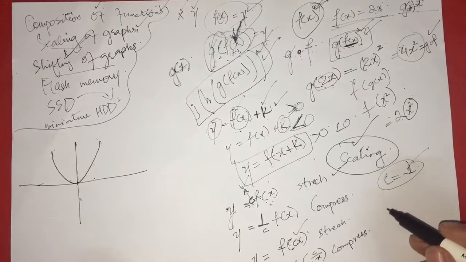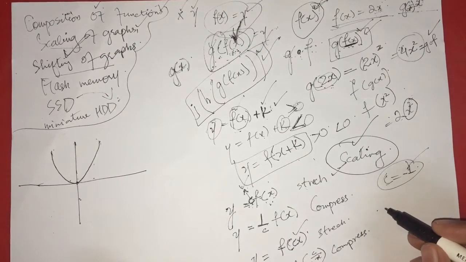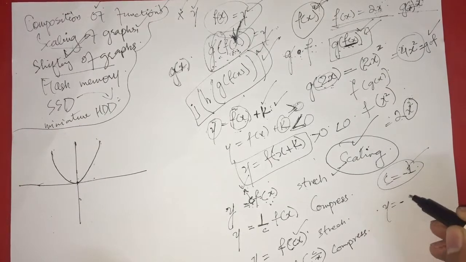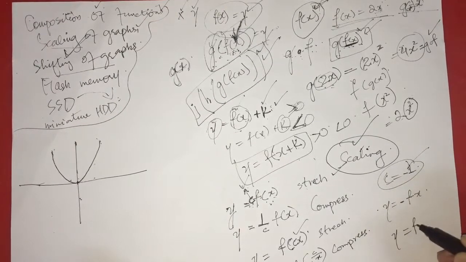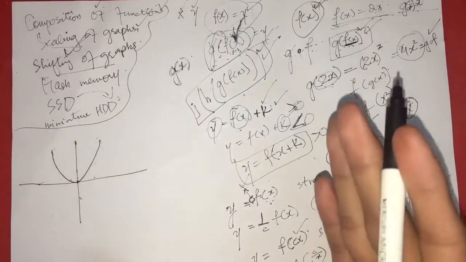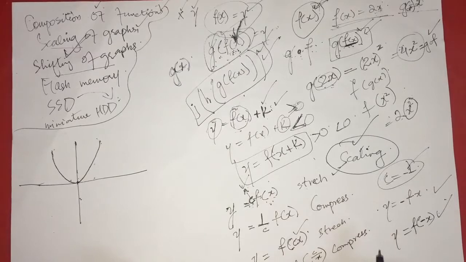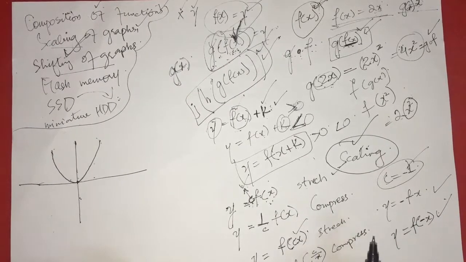So when c is minus 1, that will get you y equals minus f of x, or you can say y equals f of minus x. This way you are going to get a reflection of your graph on the opposite side of the graph. So this was about composition of functions, scaling, and shifting of graph.